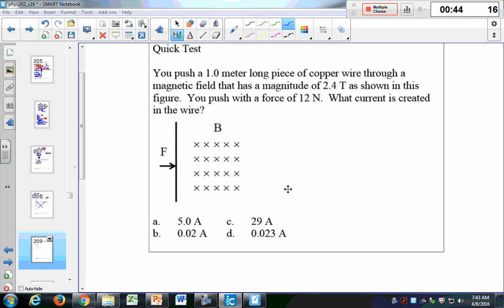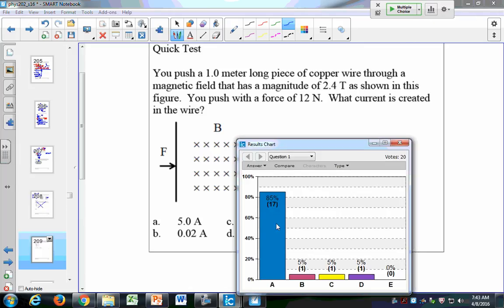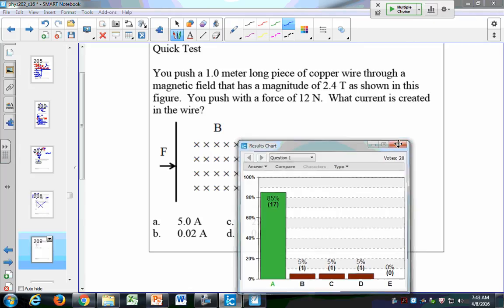We'll do about 10 more seconds. I'll stop at 55. Okay, good. A is right, I think.